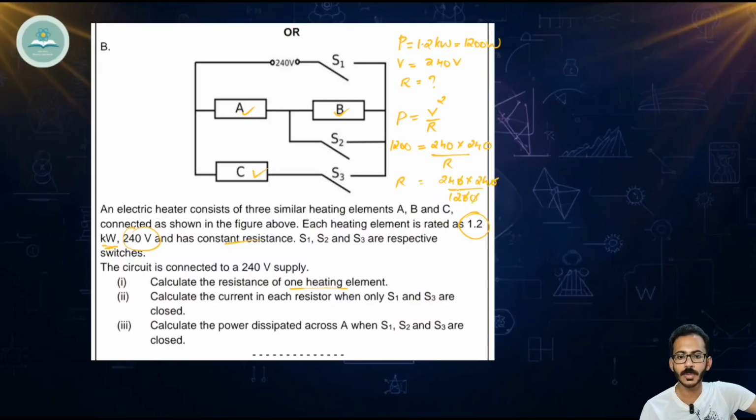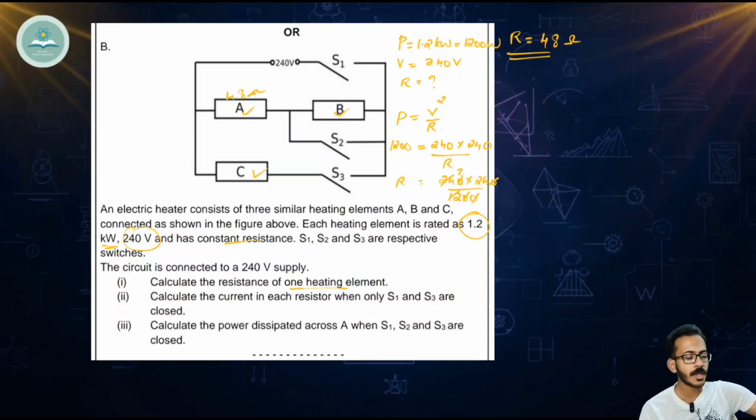The 0 cancelled. 12 into 2 is 24. So resistance R is equal to 2 into 24, that is 48 ohm. Resistance is 48 ohm. So each resistor is 48 ohm. We got that information from this.